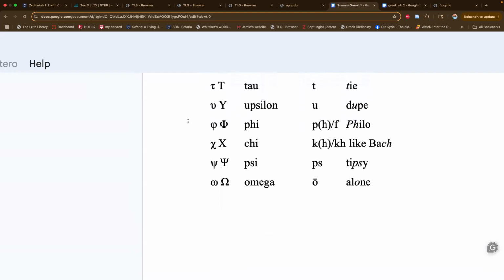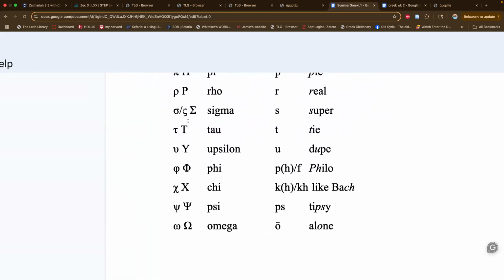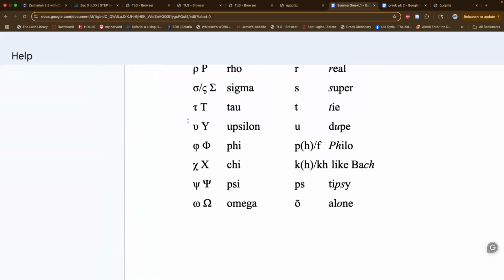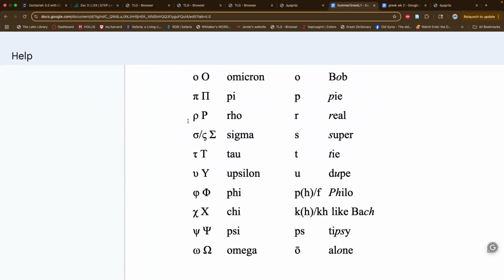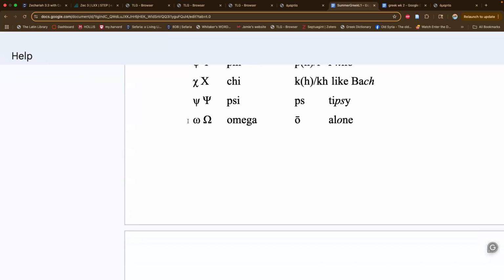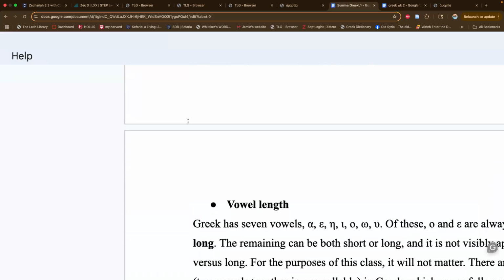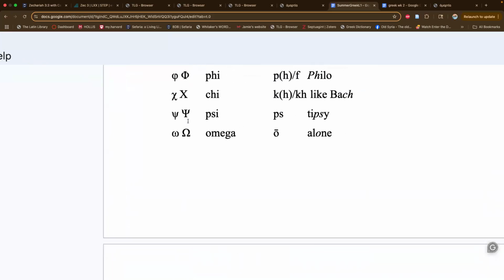And this is another one that you're not really going to see on its own. Like tipsy, you're used to saying it, you're just not used to saying it by itself, kind of like X. So yeah, psi. And then the last one is omega, which is O. Great, you all did great.